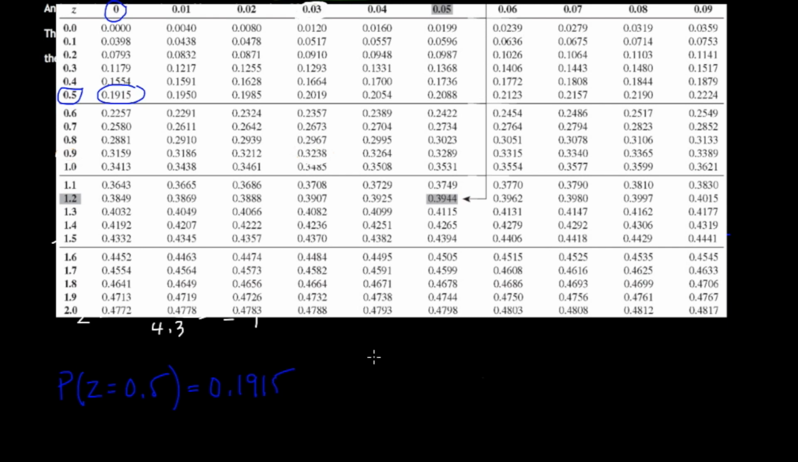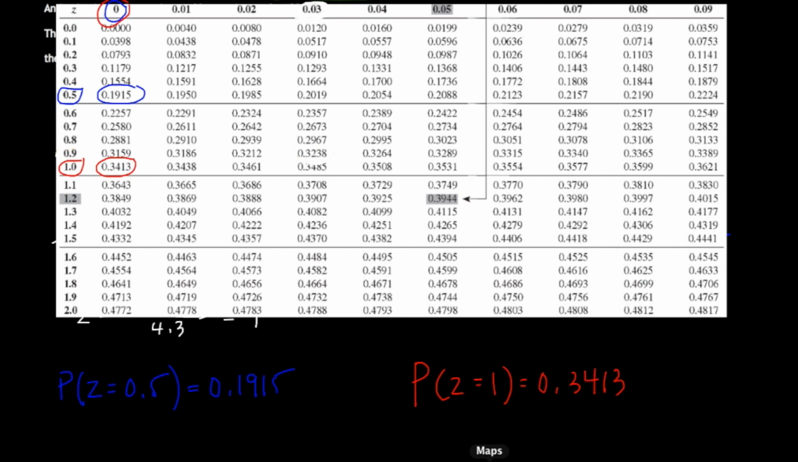Okay, so now let's do the second one. Let's take a different color. Let's go with some red. So let's do the one on the right-hand side, which was equal to a z-score of 1. So that would be right here at 1. There's no third decimal, so we would once again have the 0 as the third decimal, and the intersection is 0.3413. So let me go ahead and write that. Okay, so the probability of z equal 1 is equal to 0.3413.